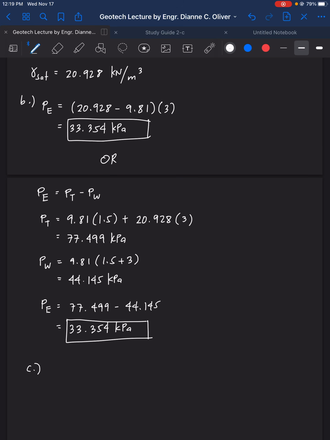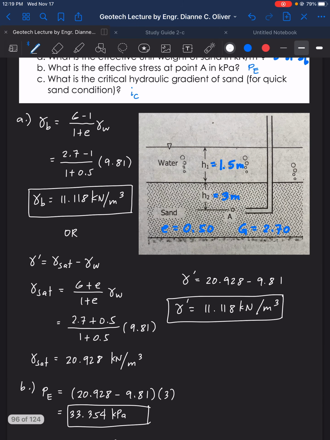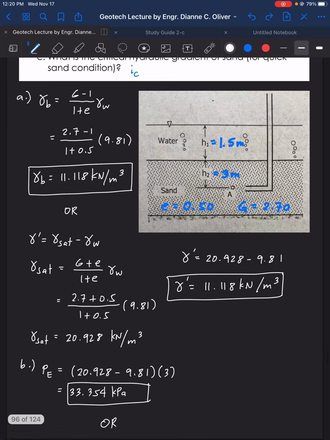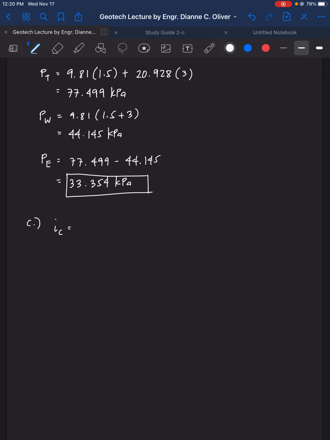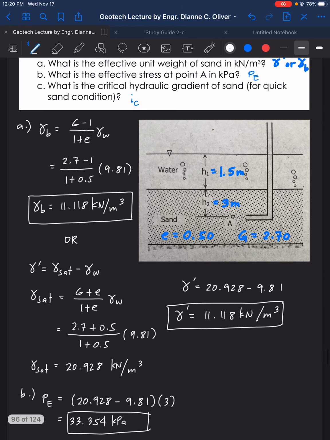Next, letter C. We're looking for the critical hydraulic gradient of sand, I sub C, using this formula. Okay. So for the I sub C, that is equal to G minus 1 over 1 plus E, 2.7 minus 1 over 1 plus 0.5. I sub C is equal to 1.133. Okay, so that's for number 3.